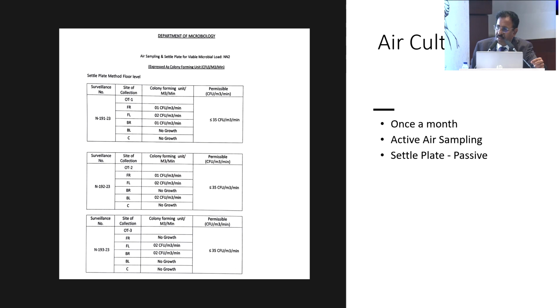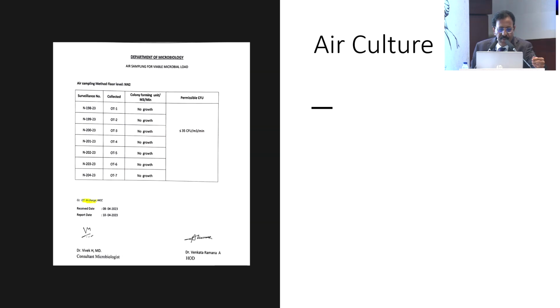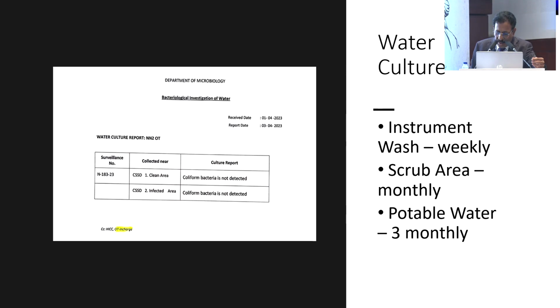The air culture is once a month, even though in a laminar airflow theatre we don't advise air culture. So for certain documentation, air culture is needed. For active air sampling, it is ideal to use the settle plate method and get the microbiology report done. So usually it is more for microbiological monitoring of the entire process. And this is the air sampling done for AHU.